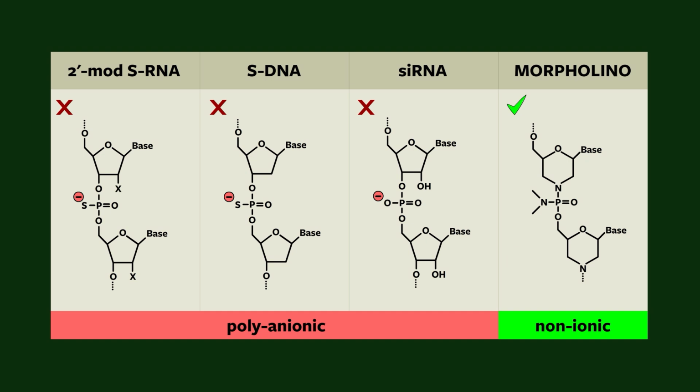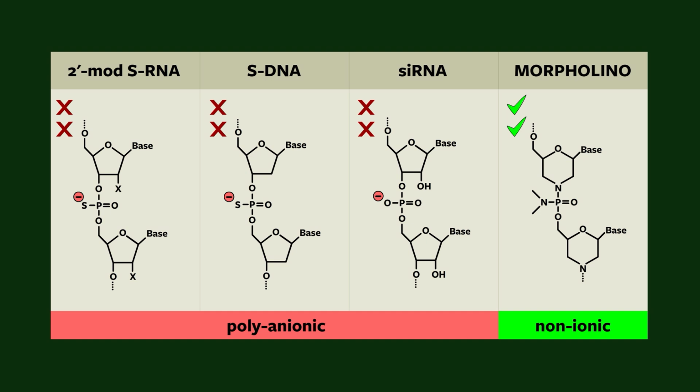In terms of off-target effects, interactions of the charged backbones of 2' modified sRNAs, sDNAs, and siRNAs cause protein-level effects, while morpholinos, with their uncharged backbone, don't bind strongly to any proteins, but do Watson-Crick pair with their RNA target.